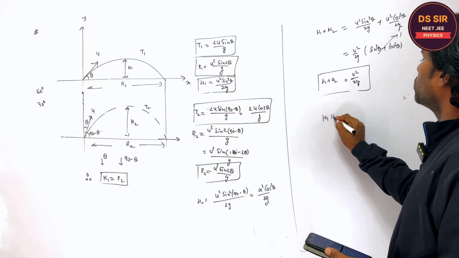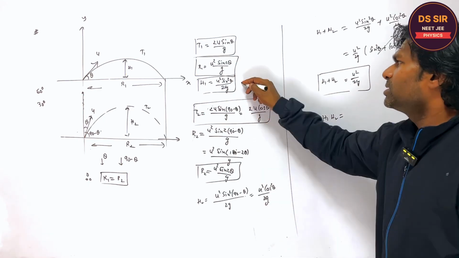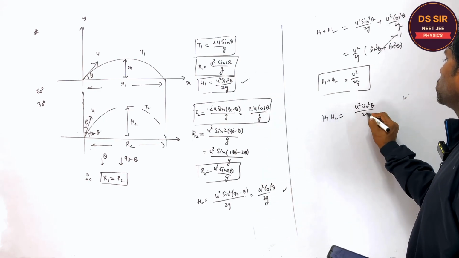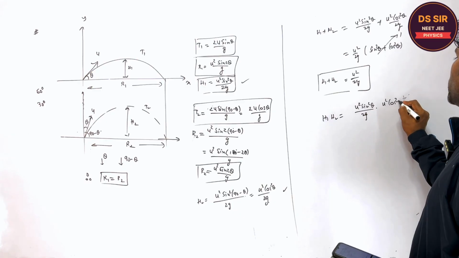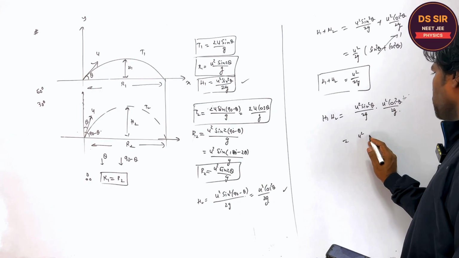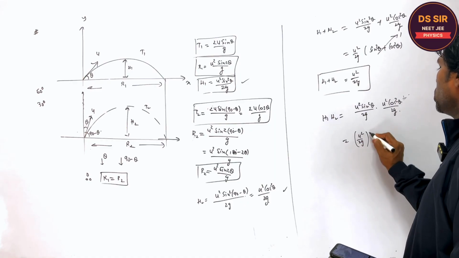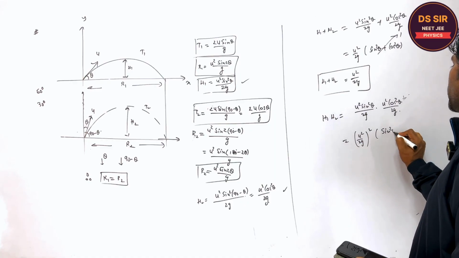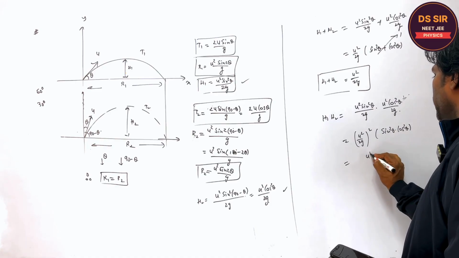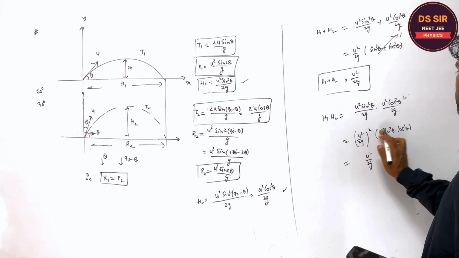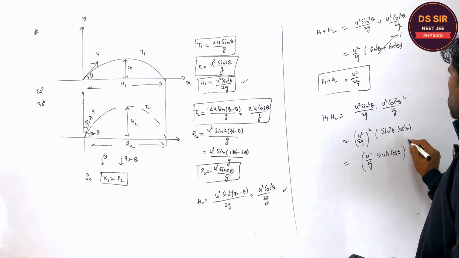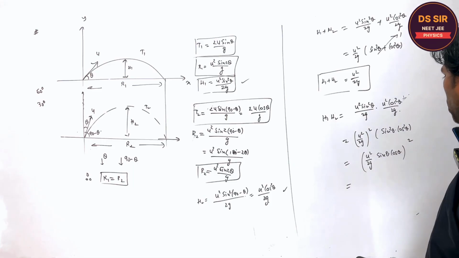Also, this is the one thing. If you multiply h1 and h2, this is h1 and this is h2: u square sin square theta upon 2g, u square cos square theta upon 2g. So (u square upon 2g) whole square, this is sin square theta into cos square theta. You may write u square upon 2g whole square, sin theta into cos theta, whole square. Is it clear or not?